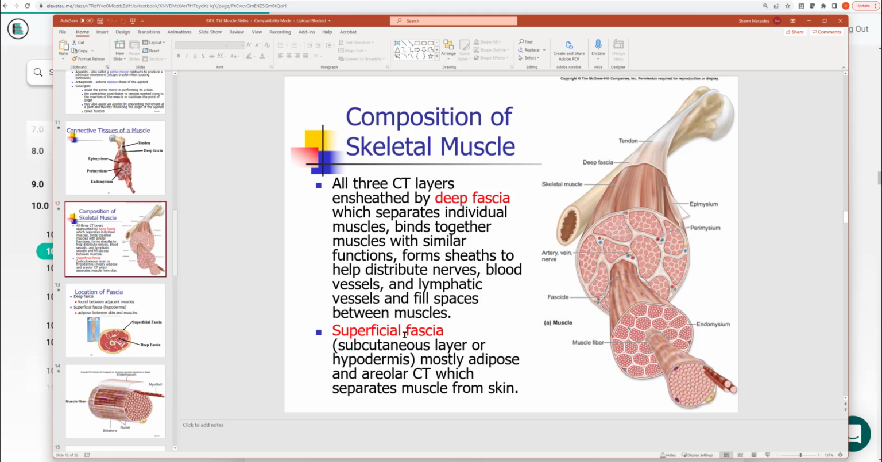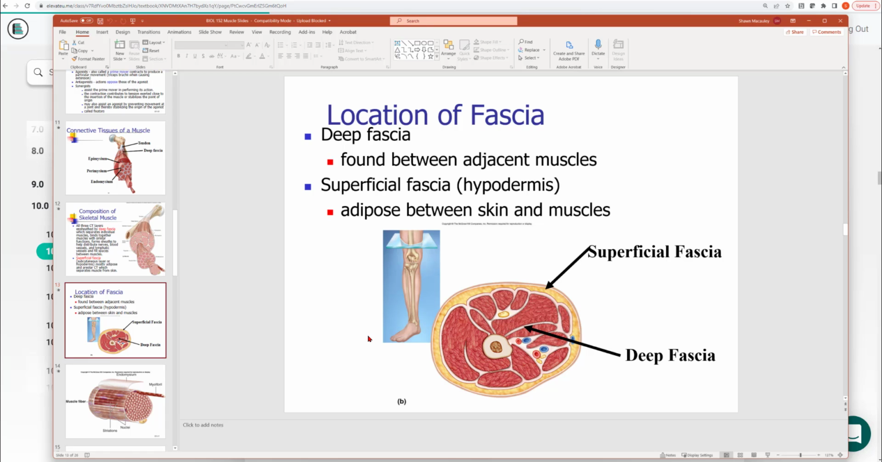Back in the integumentary system, we looked at the hypodermis, which is also called the subcutaneous layer, right? And you know that that's mostly adipose, a little bit of loose areolar connective tissue. Well, another name for that same layer is superficial fascia. So superficial fascia, subcutaneous layer, and hypodermis are three different names for the same thing. Let's try to understand what this superficial fascia is.